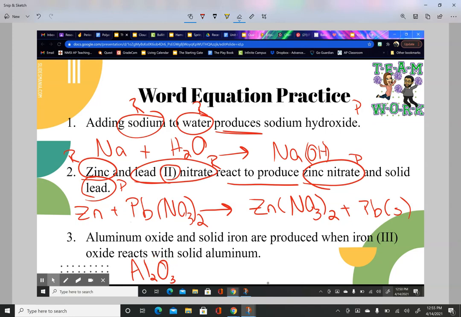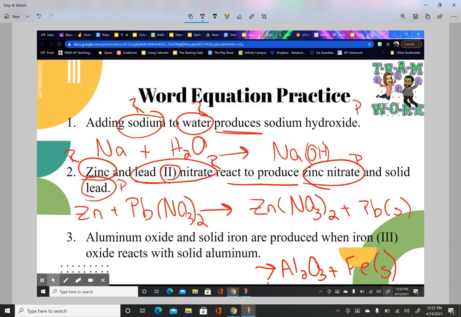All right, now aluminum oxide is a reactant. No, it's not a reactant. It says it's produced. I put it in the wrong spot. Let's move it. Sorry. I know I just had that there. Why is it not erasing? There we go. All right, so now let's try that again. Al2O3 is going to be over here. It's produced with solid iron.